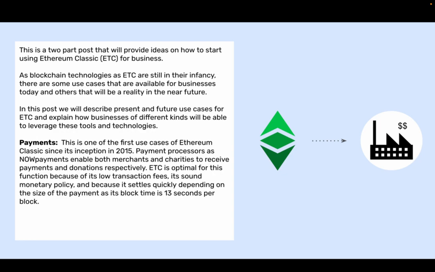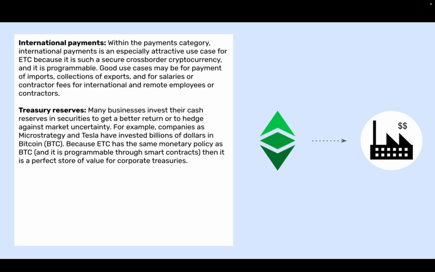Payments. This is one of the first use cases of Ethereum Classic since its inception in 2015. Payment processors, as now payments, enable both merchants and charities to receive payments and donations respectively. ETC is optimal for this function because of its low transaction fees, its sound monetary policy, and because it settles quickly depending on the size of the payment, as its block time is 13 seconds per block.